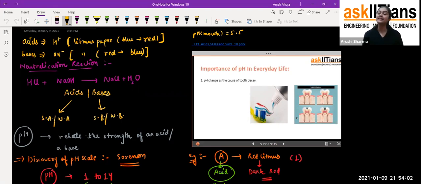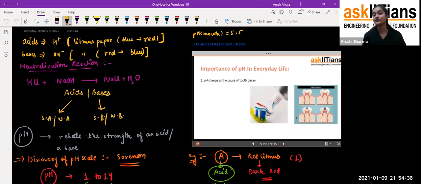Okay, students, that is why our parents always forced us to brush twice a day, in the morning and once before going to bed. The toothpaste we are using has some basic compound, and that base will neutralize the extra acid produced in our mouth due to the sweet eatables we have eaten, so that the pH is maintained. Okay, that's why toothpaste is required, students.